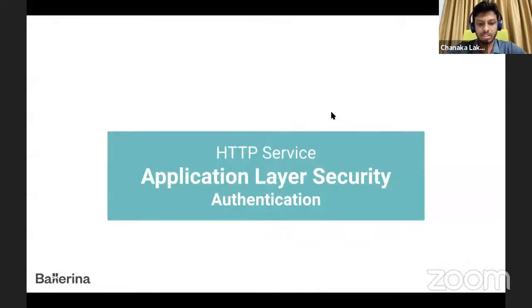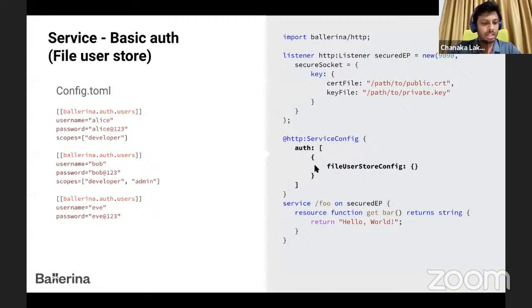Now let's see how we can configure the HTTP service for application layer security. Let's look at the authentication methods first. Here, we are going to secure our HTTP service with basic auth, with the use of a file user store, which means the data of the authenticated users and their permissions are provided by a file in TOML format.